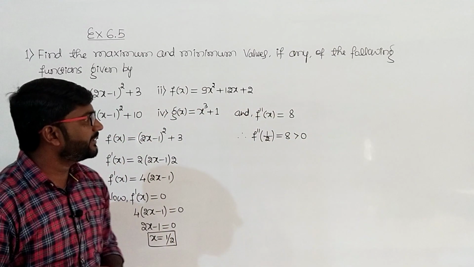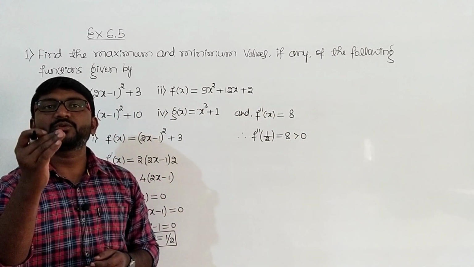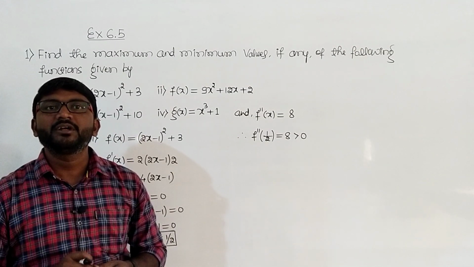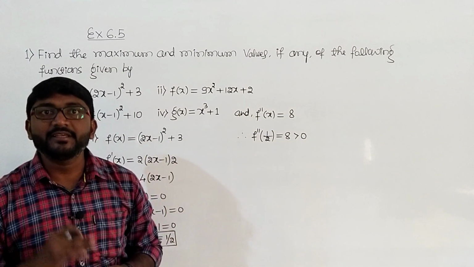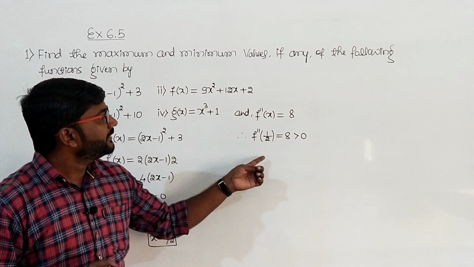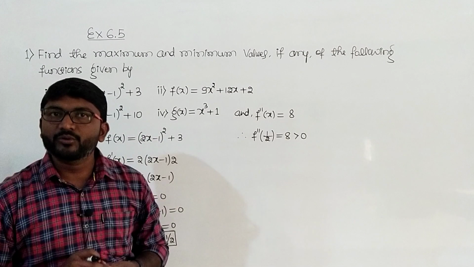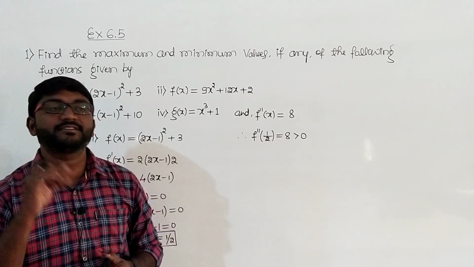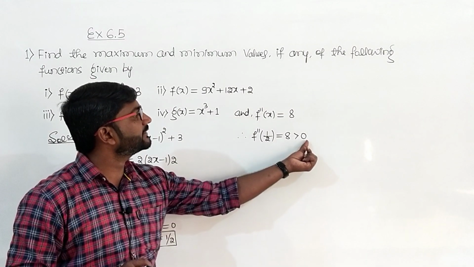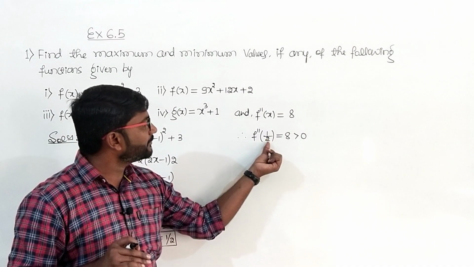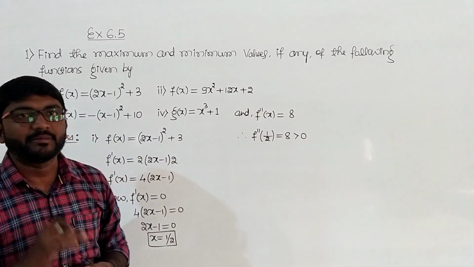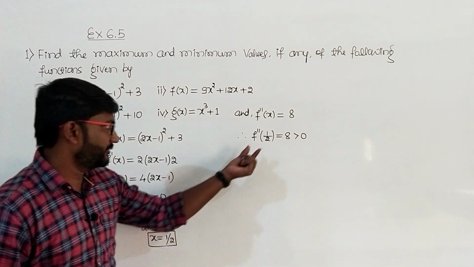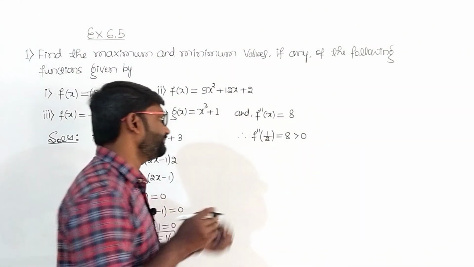So what was the statement of second derivative test? x equal to c is a point of local maxima if f dash of c equal to 0 and f double dash of c less than 0, and x equal to c is a point of local minima if f dash of c equal to 0 and f double dash of c is greater than 0. So here f double dash of c is greater than 0. That means x equal to 1 by 2 is a point of local minima, and here we have to find only the minimum or the maximum value. So here this will be the minimum value.